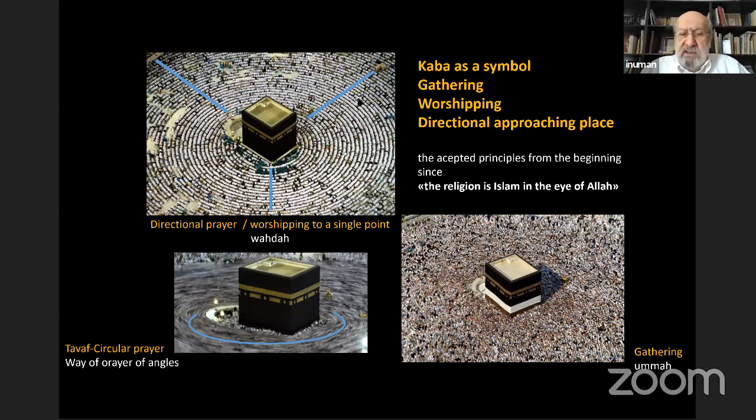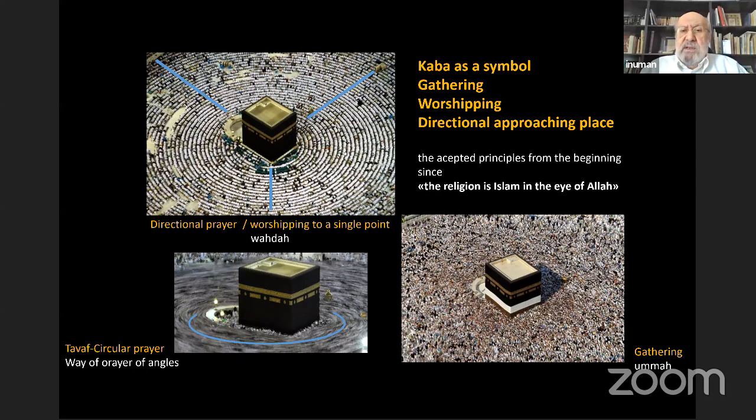And of course, the gathering point, the jama, the ummah coming together. And also the circular prayer, the way of praying of the angels, the tawaf around the Kaaba, as the angels are making tawaf around the kursi of Allah in the Arsh. So the accepted principles are known from the very beginning of mankind. Why? Because again, according to Islam, according to Quran, the religion is Islam in the eye of Allah.